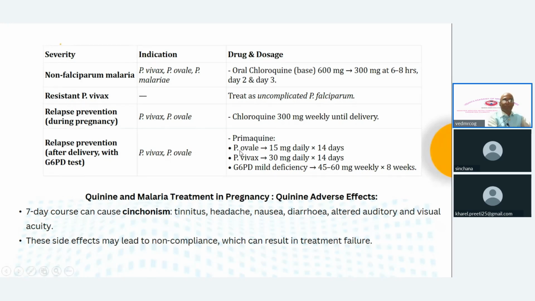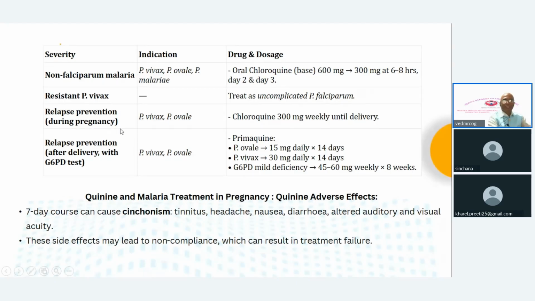For Ovale, 15 milligram per day for 14 days. Vivax, 30 milligram per day for 14 days. And if there is a G6PD deficiency, 45 to 60 milligram weekly for 8 weeks. So this is for the relapse prevention for these two particular species. This is after the delivery. During the pregnancy, chloroquine weekly till delivery. This is for prevention of relapse.